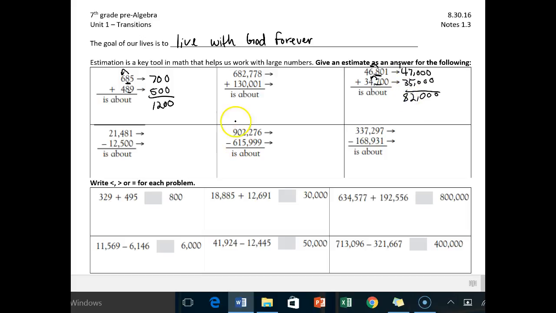All right, so let's go down to this one. So probably makes sense to estimate to the nearest 10,000s here. So this 2 estimates down to 0, right? We round down, we stay the same, so this is just 900,000. This 5 we round up to 620,000.